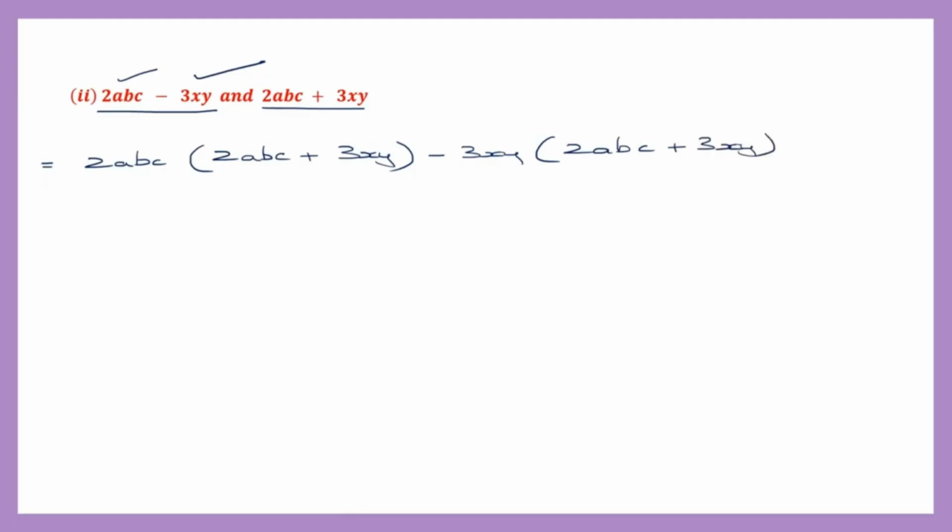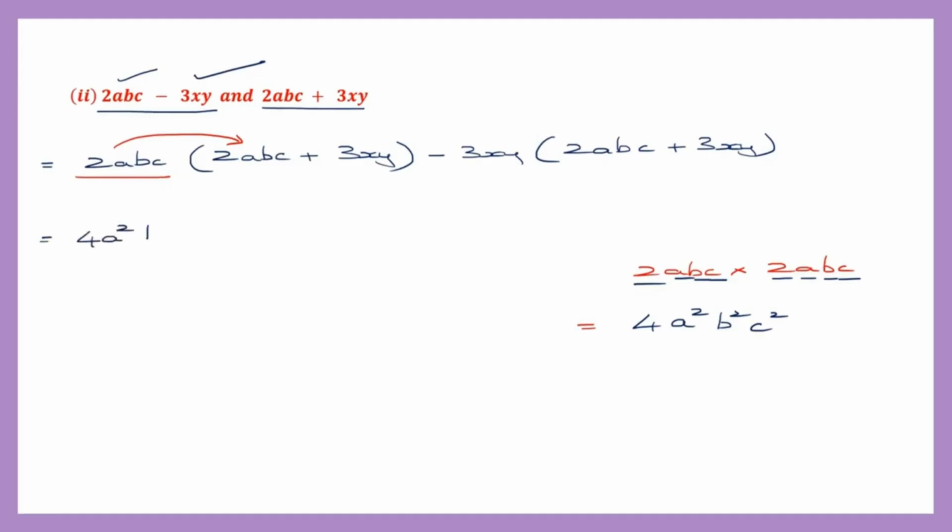Now let's begin our multiplication. We multiply the first term with this monomial here. So that is 2abc into 2abc. First the numbers, that is 2 2's are 4. Then a into a is a square. B into b is b square. C into c is c square. So what do we have here? 4a square b square c square.